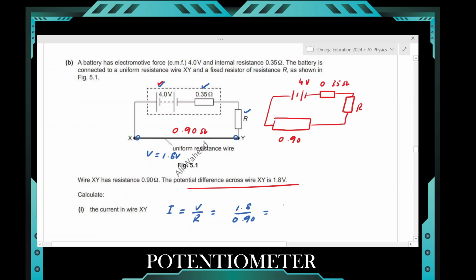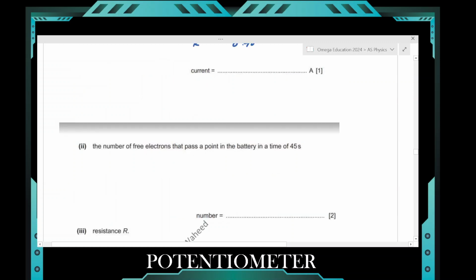you get 2.0 amperes. So next part, you need to find the number of free electrons that pass through a point in the battery in a time of 45 seconds. So you have this formula, I equals Q over T, or you can say Q equals IT.